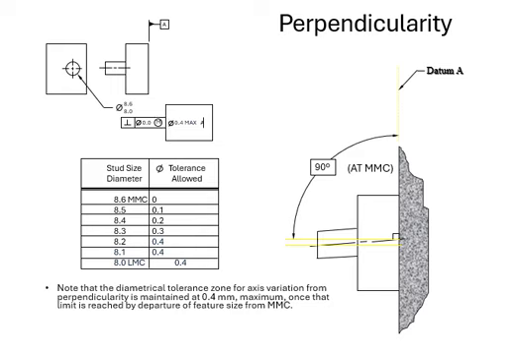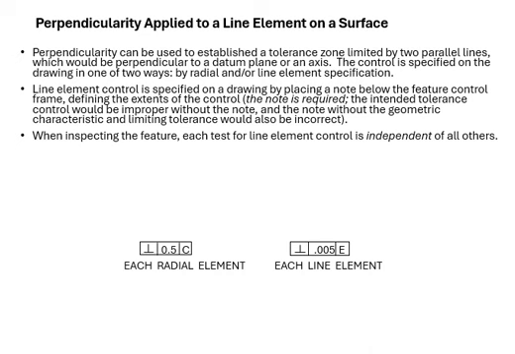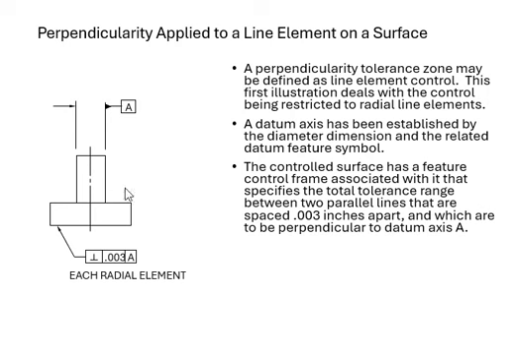Okay, all right. And then we will get into our surface line element control. So your perpendicularity is going to apply to a line element instead of your axis. So here we go. And here is your perpendicularity, your tolerance, and then your datum. And we're dealing with this datum axis, established by that datum reference.